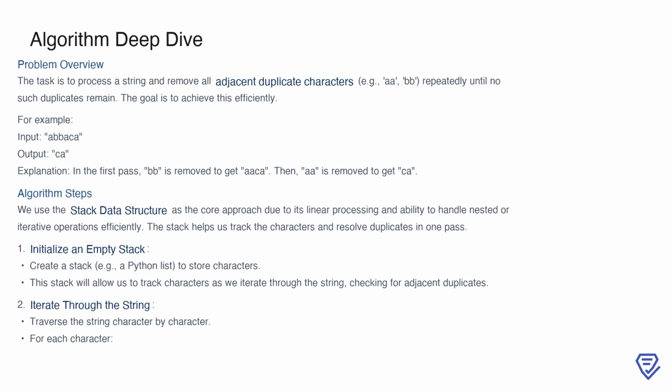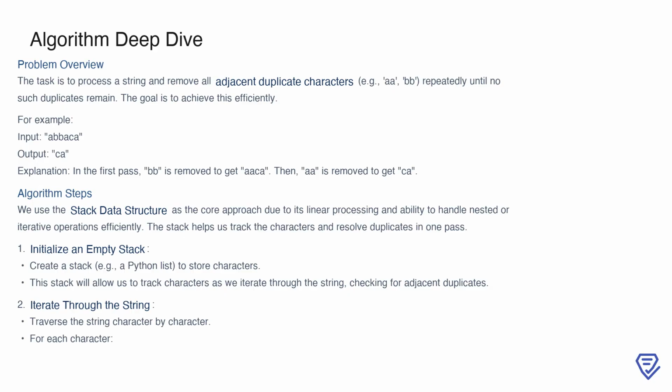The goal of this problem is to process a string and remove all adjacent duplicate characters repeatedly until no such duplicates remain. For example, given the input abbaca, we first remove the duplicate bb to get aaca, and then remove the duplicate aa to finally get ca. To solve this efficiently, we use the stack data structure because it allows us to handle repetitive or nested operations in a linear manner. Here's how the algorithm works.